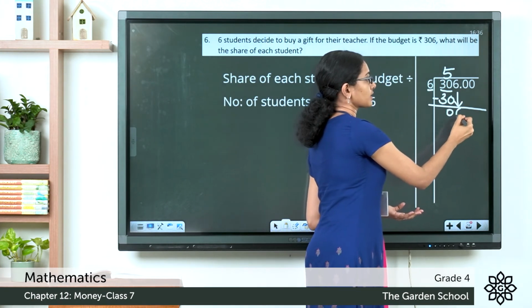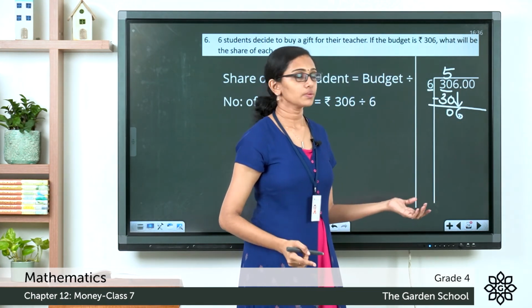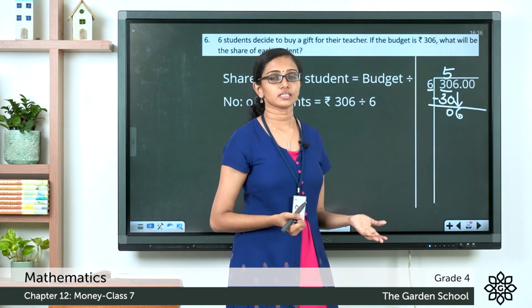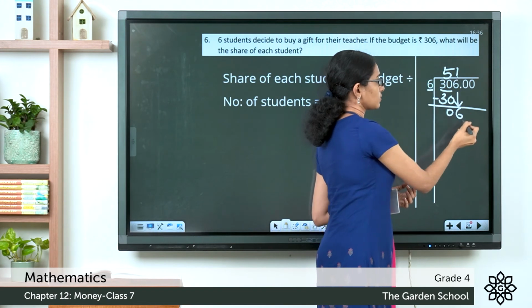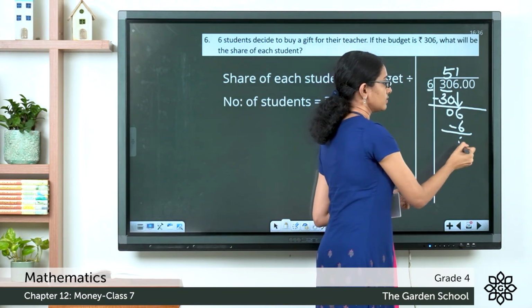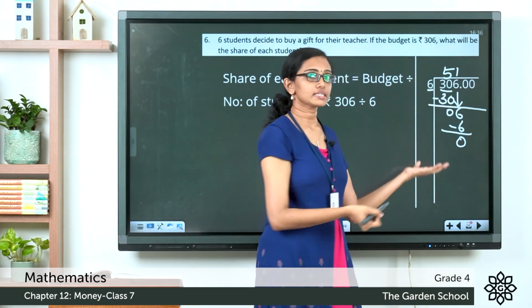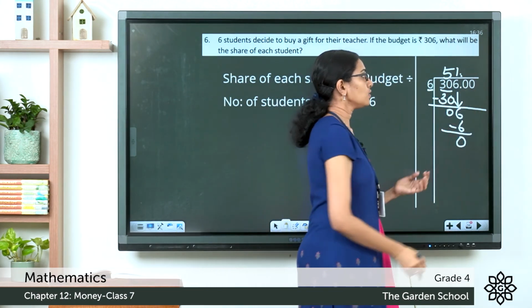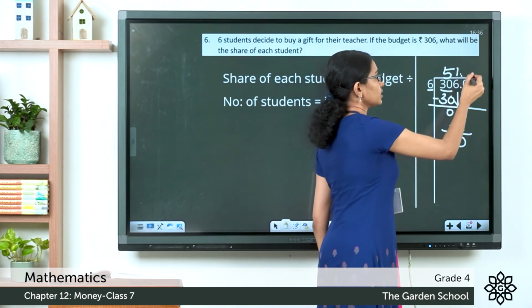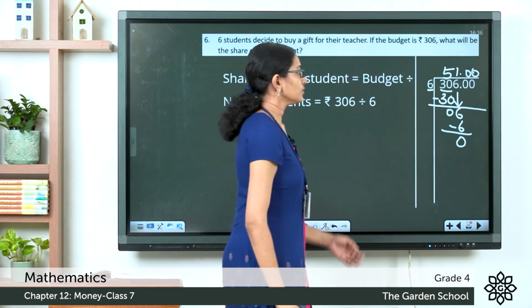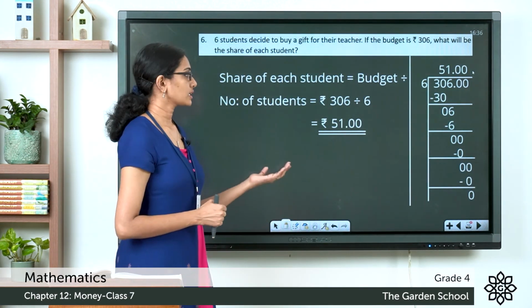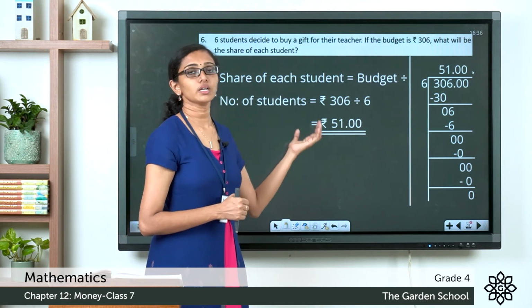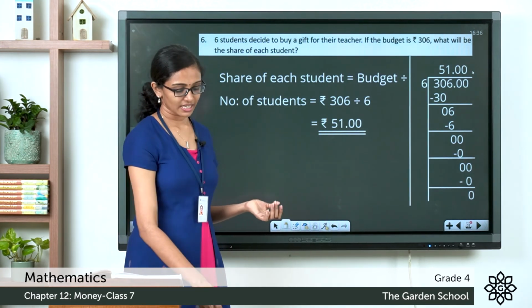Bringing down the next digit, we have 6 here. Now it is 6 divided by 6, which is equal to 1. Let's write 1 here. 1 6s are 6. Subtracting, we get 0 here. Now we have a paise part. In the paise part, we have 0. So let's put 2 zeros here. So what is the share of each student? Each student should give a share of 51 rupee. So I hope this is clear to you.